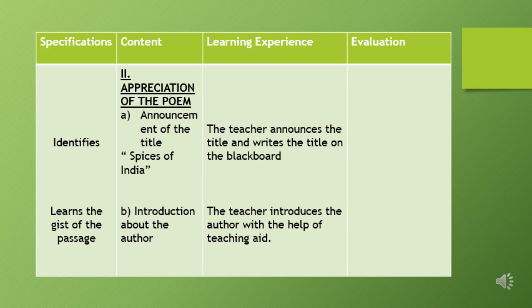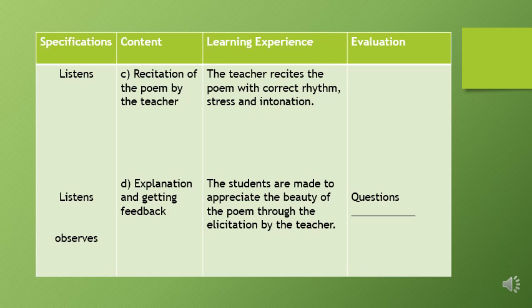Again in the specification column you can write the action verb which is used in the learning experience column. After the introduction about the author, the next step is recitation of the poem by the teacher. The teacher should recite the poem with correct pronunciation, correct rhythm, stress, intonation, etc., and the students will be listening to the teacher's recitation. Recitation means the poetry should not be read, poetry should be recited. It should not be read like prose, it should be recited like a poem.